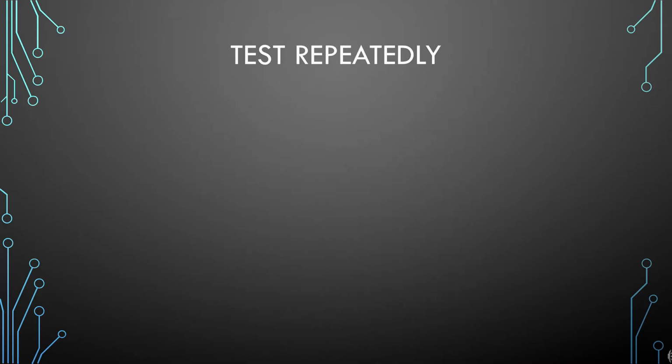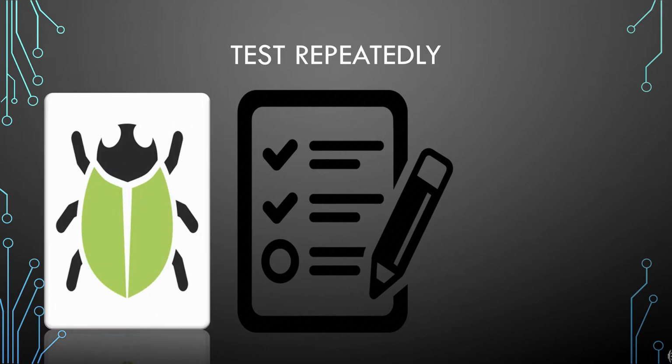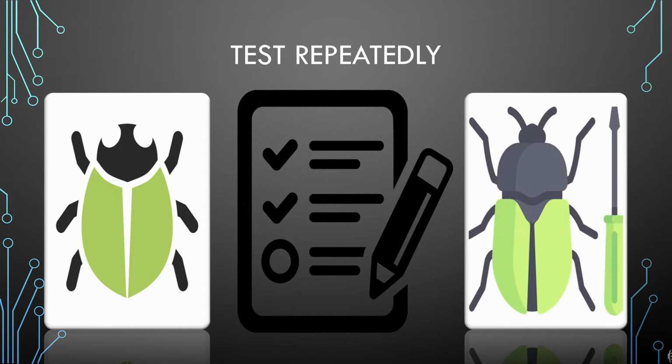Test repeatedly. Securing the mobile app is a process that never ends. Test the app repeatedly and fix bugs as and when they are exposed. Also, fix these bugs with each update and issue patches to make the mobile app more secure.